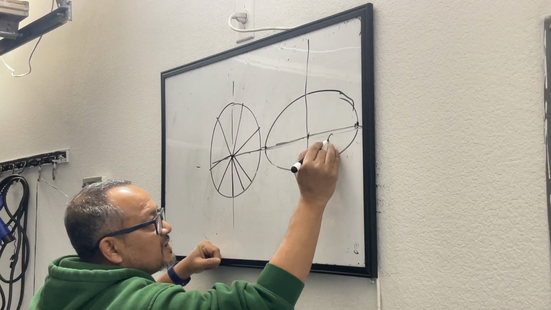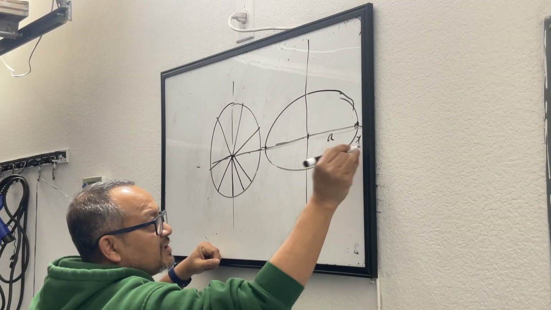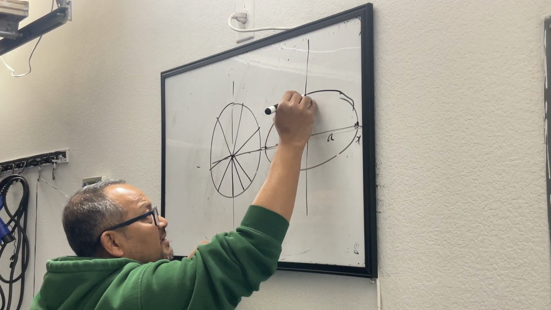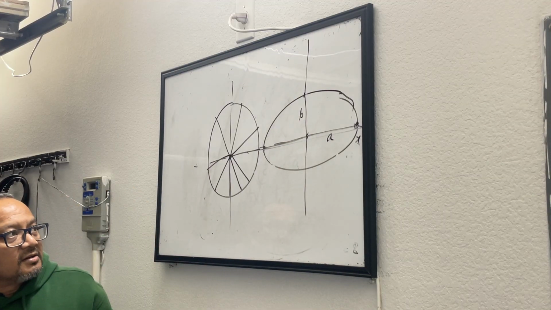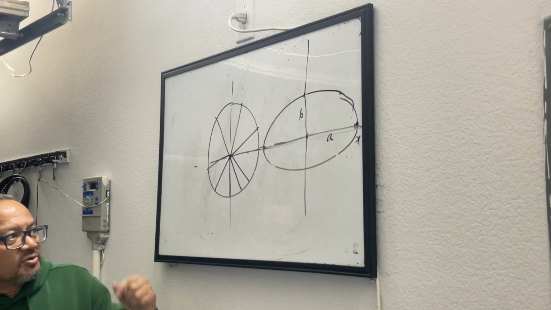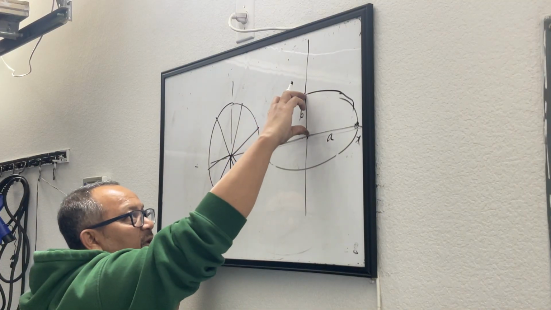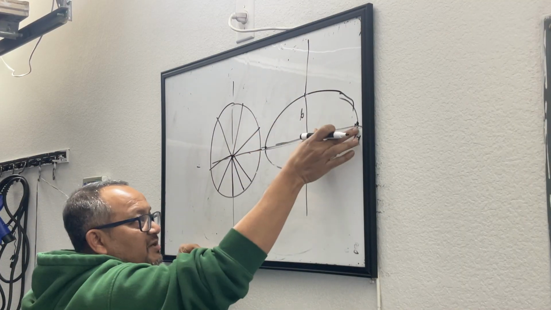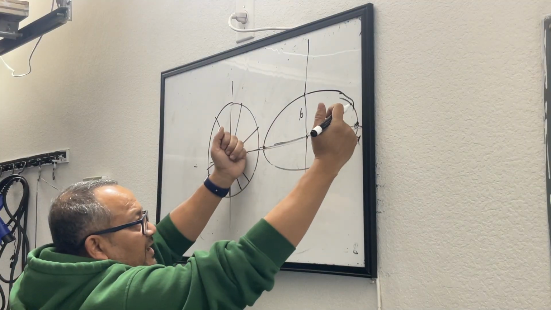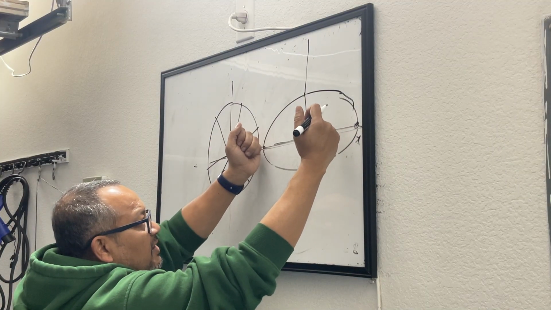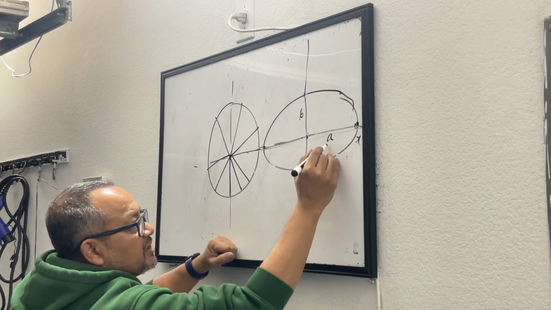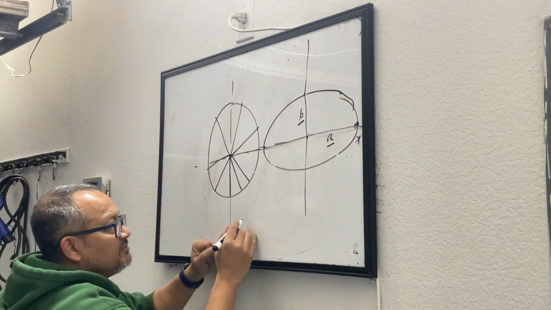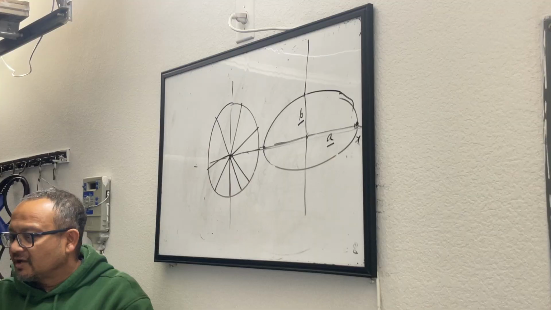So here you have, let's say this is a along the x-axis and b along the y-axis. So basically you have minor radius and major radius. So if you try squeezing this a little bit, so that it becomes like a circle, meaning you squeeze it so much so that your minor and major radius become the same. That is when you end up getting a circle.